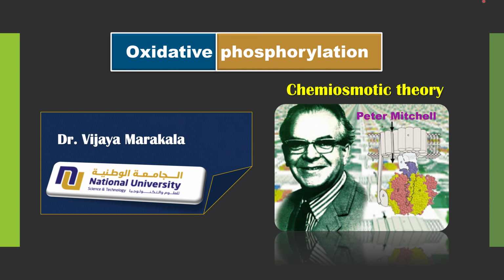So this oxidative phosphorylation occurs in the inner mitochondrial membrane, where the energy released from electron transport from one complex to another is converted into ATP, which is the universal energy currency of the cell. So let us understand the mechanism of oxidative phosphorylation.